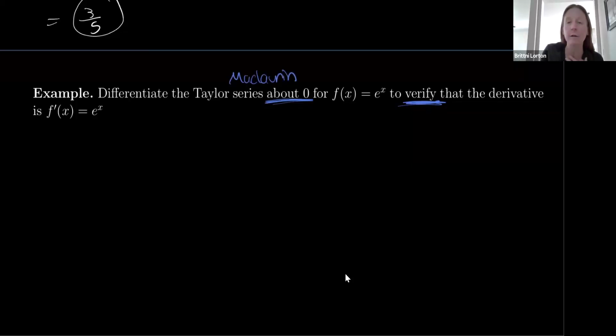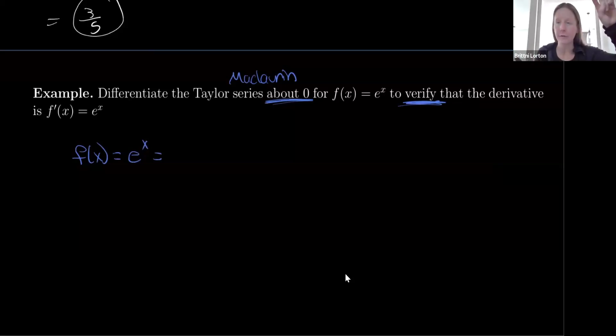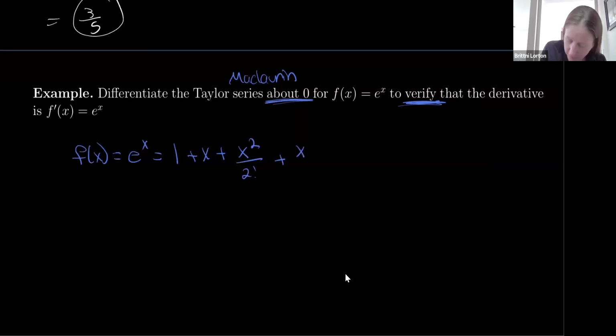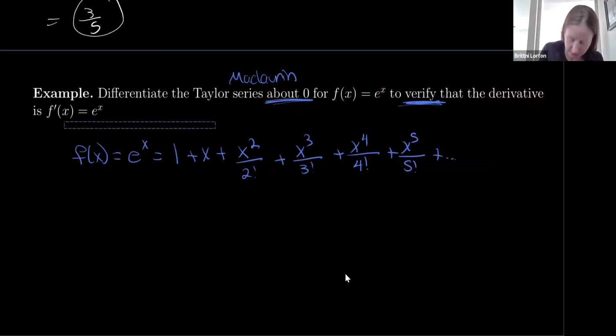And so let's write out what the Maclaurin series for e to the x is. In this case, my function is e to the x, which we know the Maclaurin series from a couple pages ago, and I'm going to go ahead and just write it down now. It's 1 plus x squared over 2 factorial plus x cubed over 3 factorial plus x to the 4th over 4 factorial plus x to the 5th over 5 factorial, etc., etc., etc.